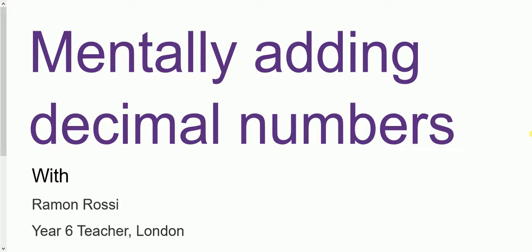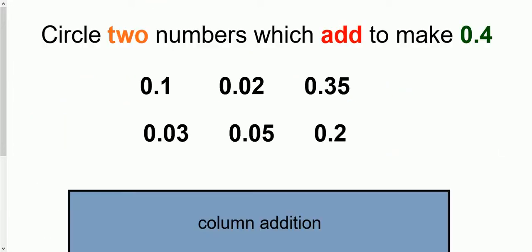Mentally adding decimal numbers. This is the question. Circle two numbers which add to make 0.4. How can we do this?